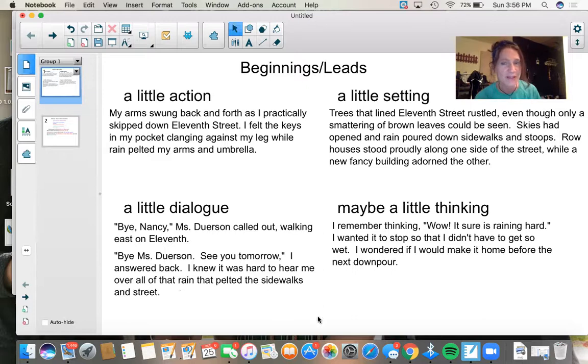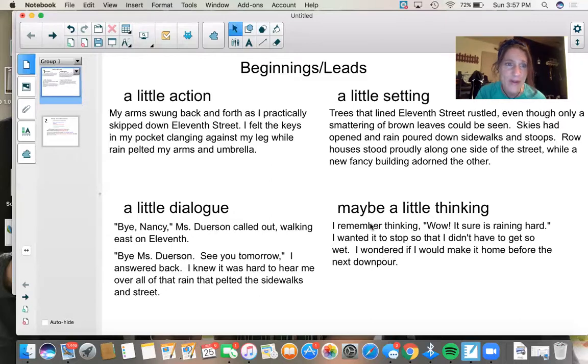And last but certainly not least, maybe you want to try to incorporate a little bit of thinking into the beginning of your story. And you can try that little strategy that I taught you last week: I remember thinking. Because if you write "I remember thinking," then you know there's thinking in there, but you don't have to even use it. It's just a way right now, as a beginning writer, for you to make sure it's in there. I remember thinking, wow, it sure is raining hard. I wanted it to stop so that I didn't have to get so wet. I wondered if I would make it home before the next downpour.